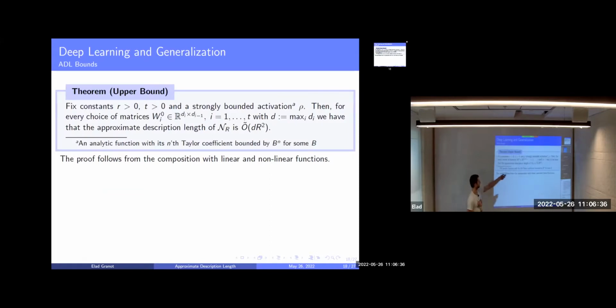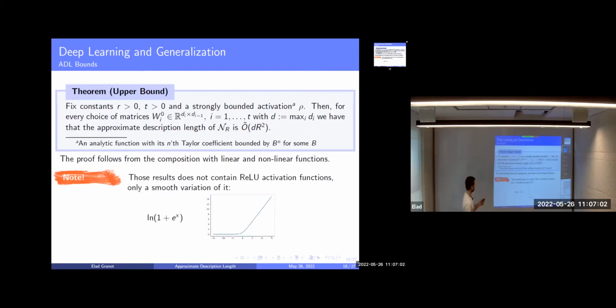So this is what we got, stating better what I just said. We can have a bound which is sublinear, and the proof is actually something you've already seen. It just uses a composition of linear and nonlinear functions. A small note: currently we managed to show the result only for smooth enough functions, and this does not contain ReLU, although it is very widely used. It works for some approximation of ReLU, so we can show it for that, but we cannot show it for ReLU itself.